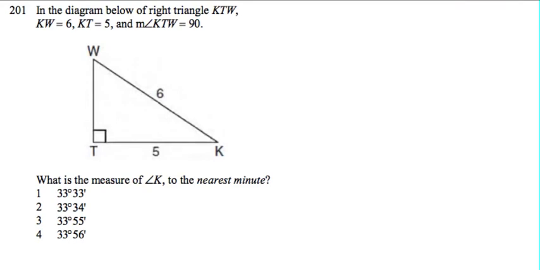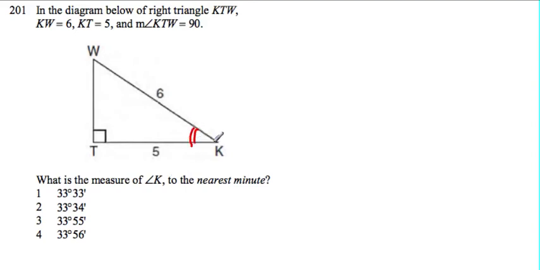So hello, let's look at some questions from trigonometry. We're going to focus on the trig ratios here. In the diagram below, we have a right triangle, where KW is equal to 6 and KT equals 5, and this angle is 90 degrees. Now, what we want to do is find the measure of angle K.